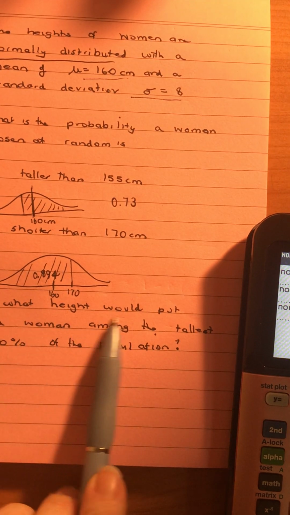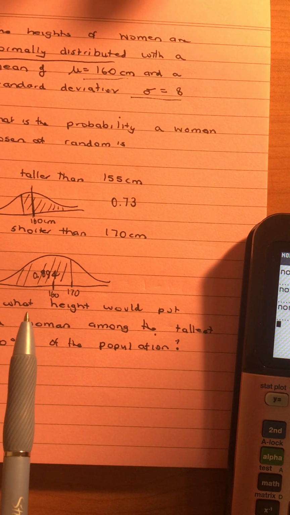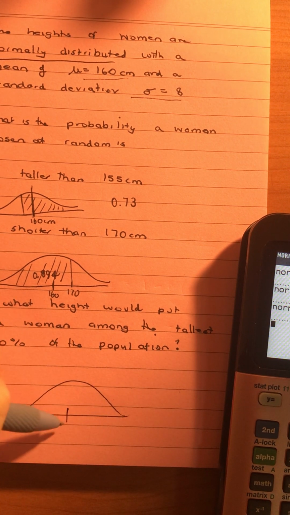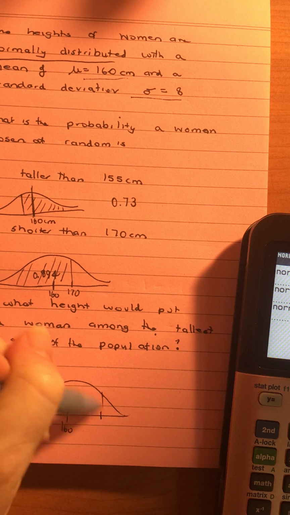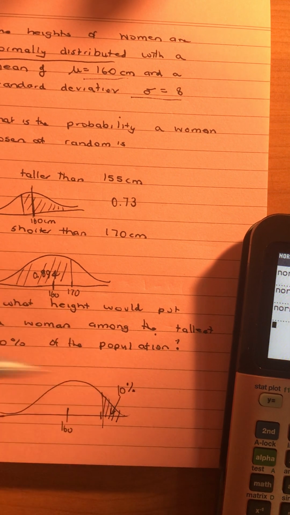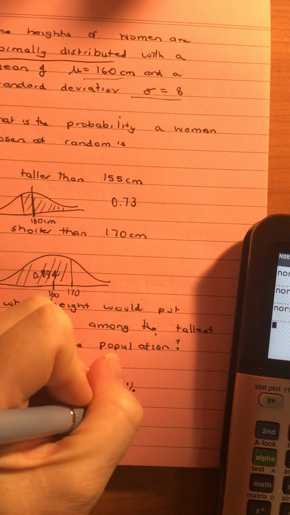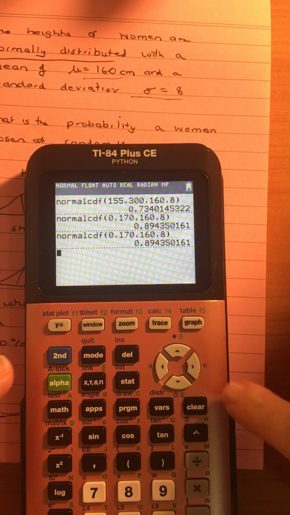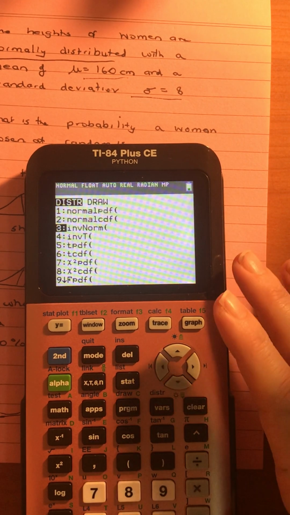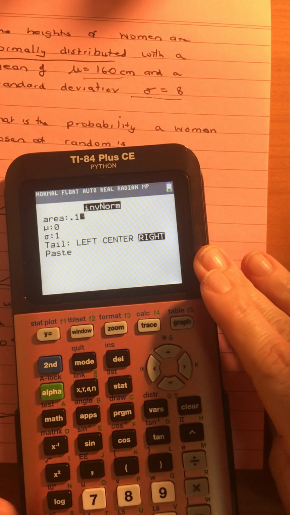Then the last one asks: what height would put a woman among the tallest 10% of the population? So we've got our 160 there, and we want to say what will we have for that area to be 10%. Now as a decimal, that will be 0.1. So we're going to be using our inverse norm for this one. So we'll do second vars. Here's our inverse norm. We're going to put an area of 0.1.